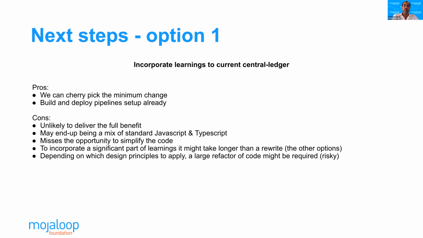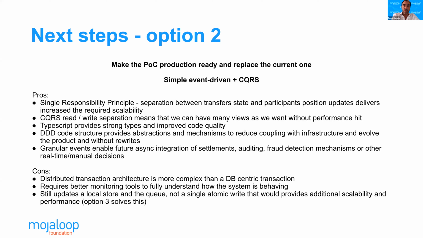So then we have option two, which is we make the POC code production ready and replace the central ledger with it. And this approach is the simple event-driven plus CQRS approach. So we have the pros: single responsibility principle, the separation that we have alluded to. The CQRS read and write separation means that we can have as many views as we want in an asynchronous manner without having a performance hit on the transactional part.